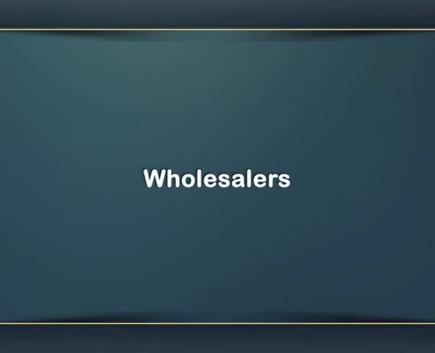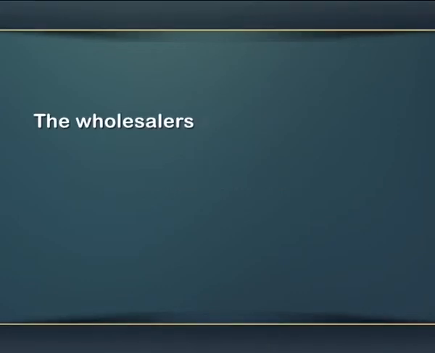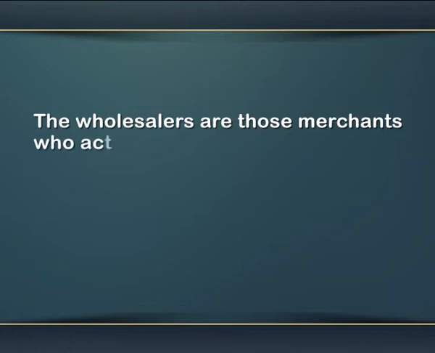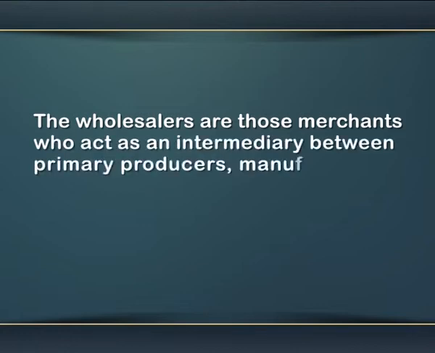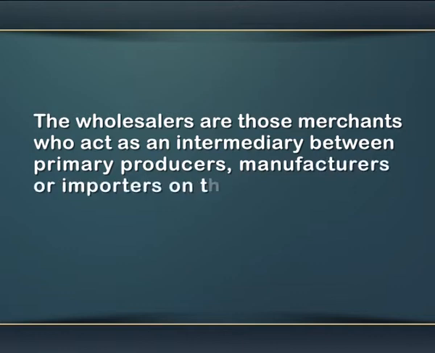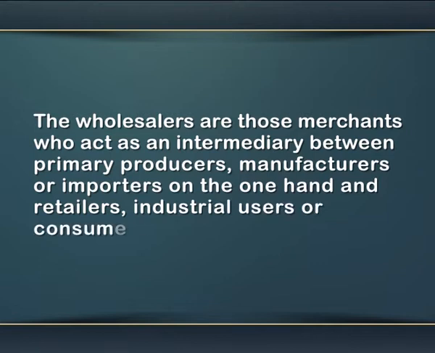Under the indirect channel of distribution, the manufacturer takes the help of various middlemen like wholesalers, agents and retailers for the distribution of products and services. Wholesalers. The wholesalers are those merchants who act as an intermediary between primary producers, manufacturers or importers on the one hand and retailers, industrial users or consumers on the other.